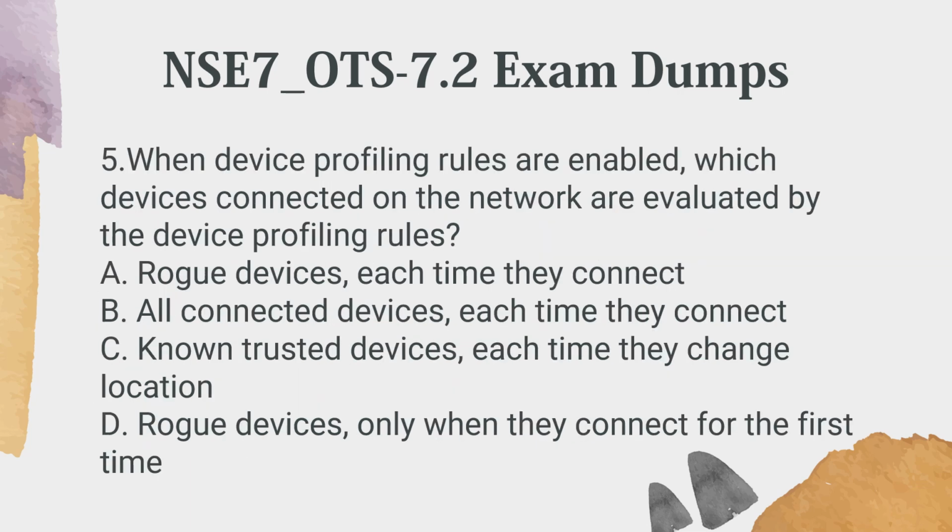5. When device profiling rules are enabled, which devices connected on the network are evaluated by the device profiling rules? A. Rogue devices, each time they connect. B. All connected devices, each time they connect. C. Known trusted devices, each time they change location. D. Rogue devices, only when they connect for the first time.